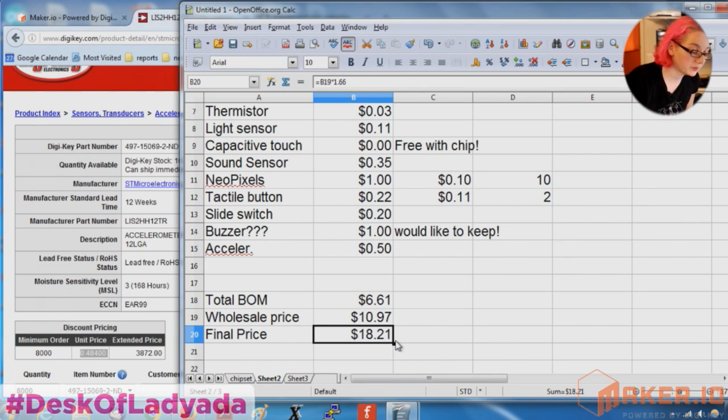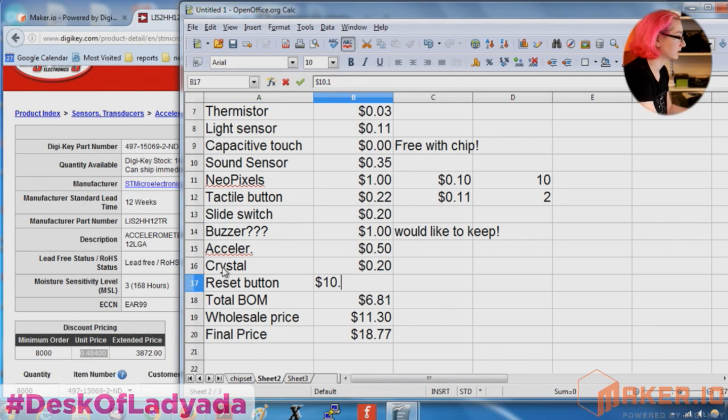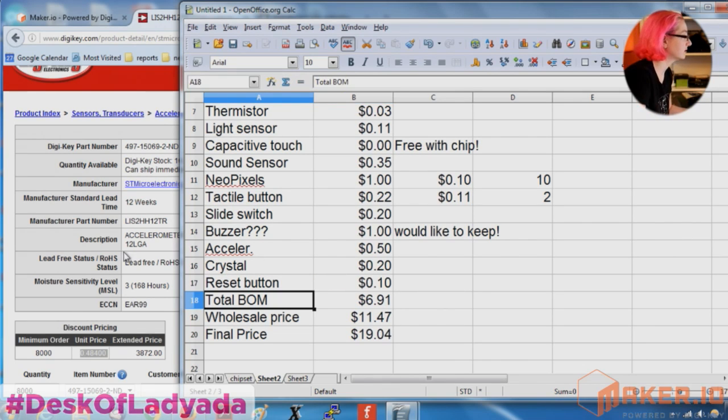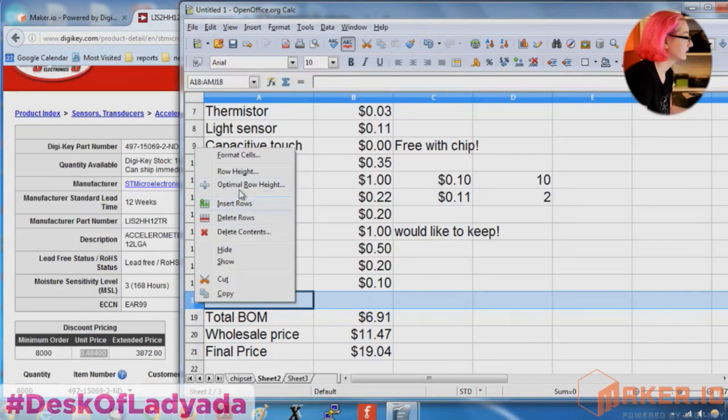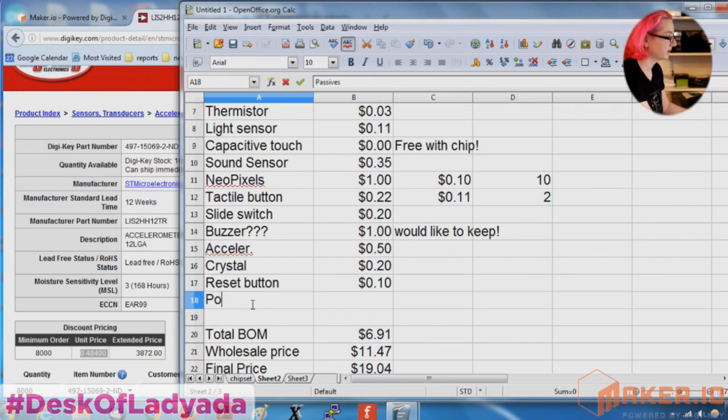There's still a few components that we're missing. I do need a crystal for the microcontroller, and those cost about 20 cents. I need a reset button, which is basically another small tactile, and that's 10 cents. So we're getting extremely close. And then I wanted to have a power supply.